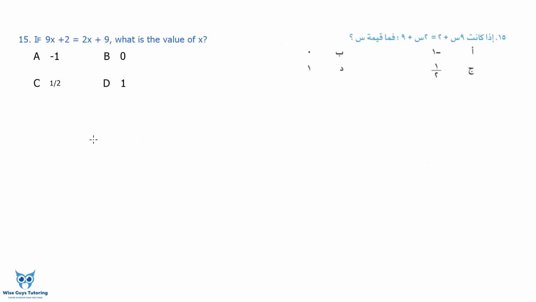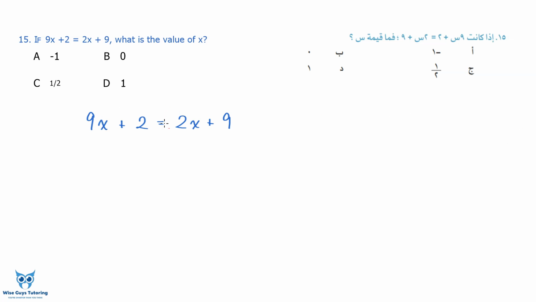Okay, lovely. We get to practice our 3-step equations. This one says, if 9x plus 2 equals 2x plus 9, what is the value of x? So let's write this down. 9x plus 2 equals 2x plus 9. Now the name of the game is getting x all alone, and we're going to do that using inverse operations. First step, you want to join the x's together on one side. I recommend always taking the fewer x term to the bigger x term.